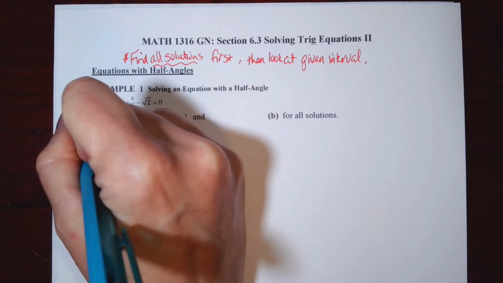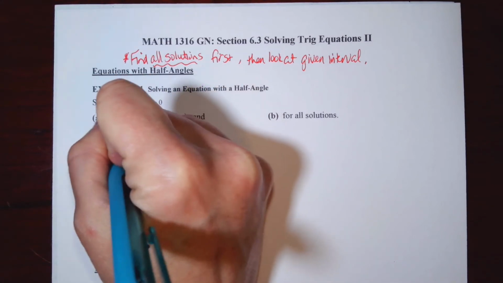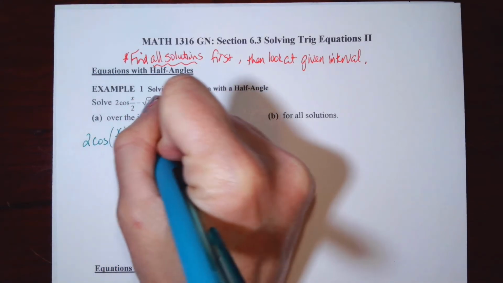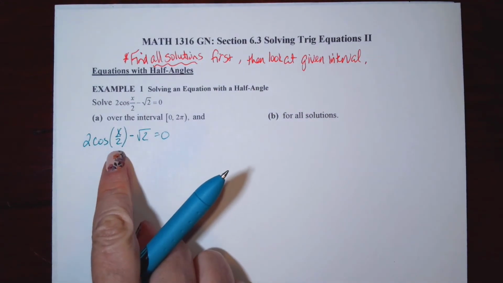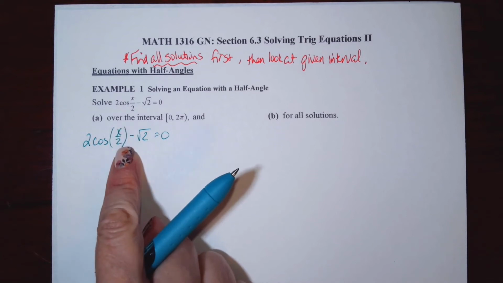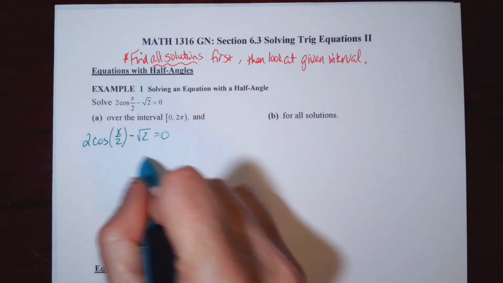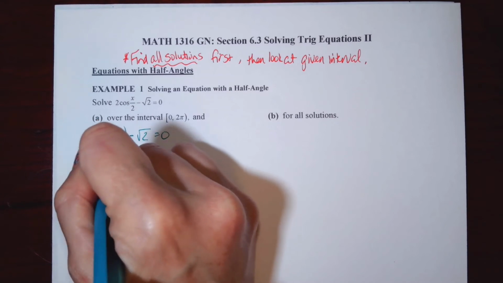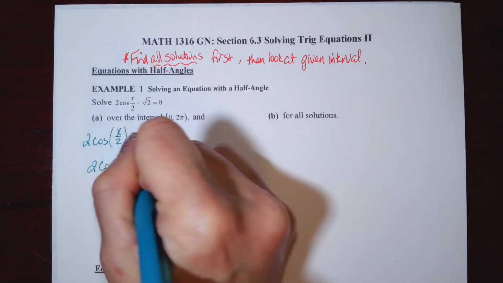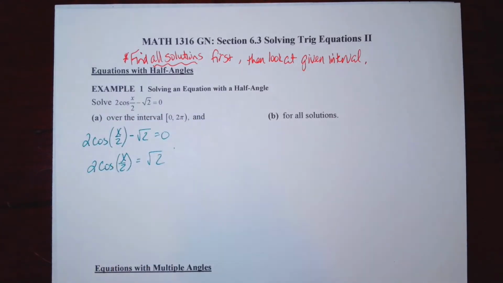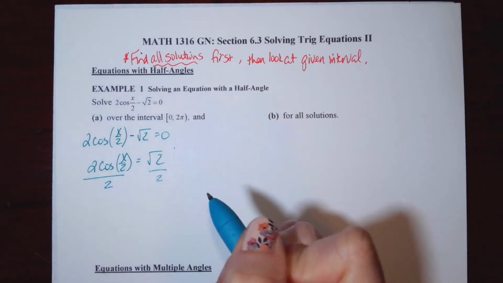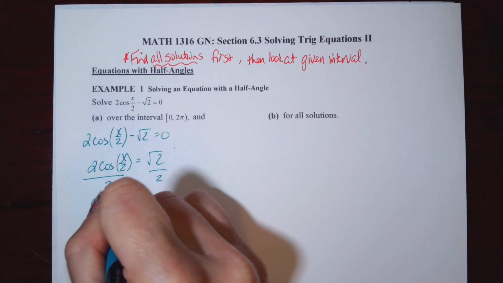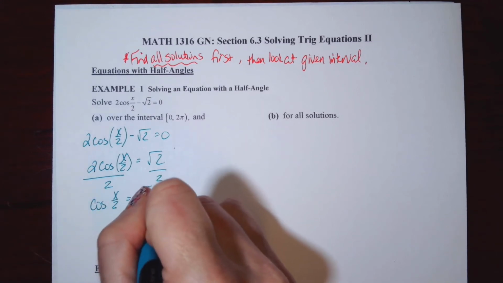We're going to start with 2 cosine x half is my argument, minus square root 2 equals 0. And I need to solve for my angle. Now, when we solve, we're solving for x half, not x. We're going to move that square root 2 over to start, and finish solving for cosine of the argument. So we've got cosine x half equals square root 2 over 2.